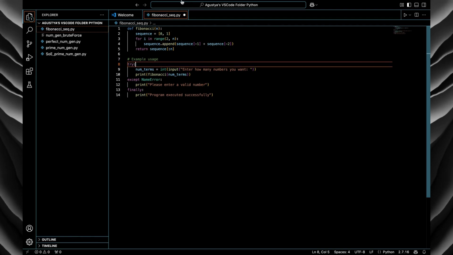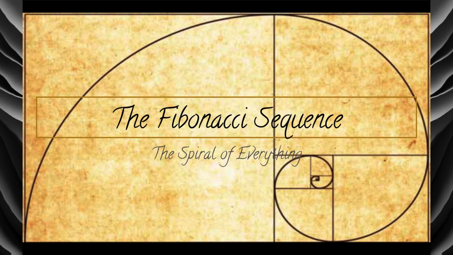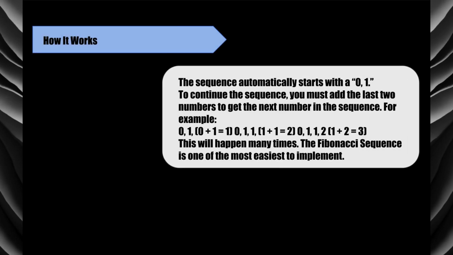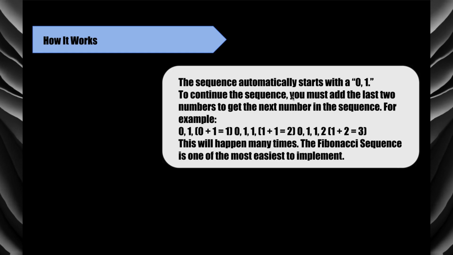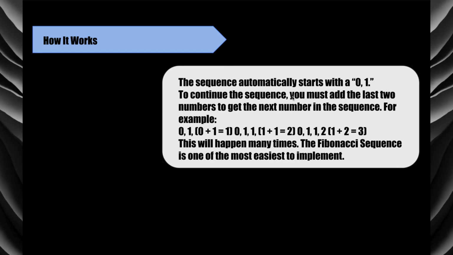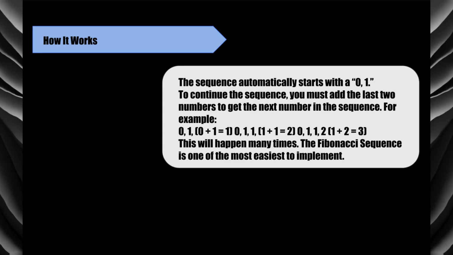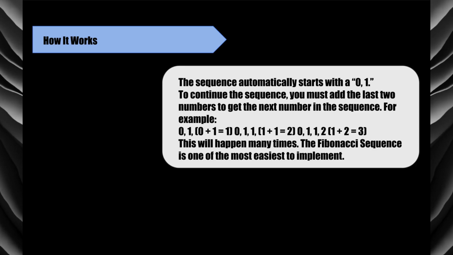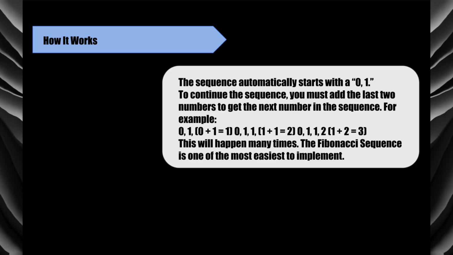Now for a review. The Fibonacci sequence, the spiral of everything. So this is how it works. I've already explained this, you can read that. The sequence automatically starts with a 0 and 1. To continue the sequence, you must add the last two numbers to get to the next number in the sequence. For example, 0, 1: 0 plus 1 is 1, so 0, 1, 1. 1 plus 1 is 2, so 0, 1, 1, 2. 1 plus 2 is 3. This will happen many times. The Fibonacci sequence is one of the easiest to implement.